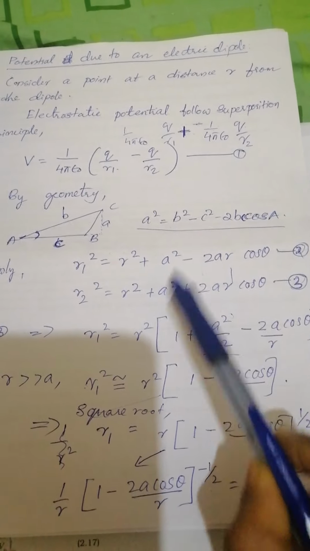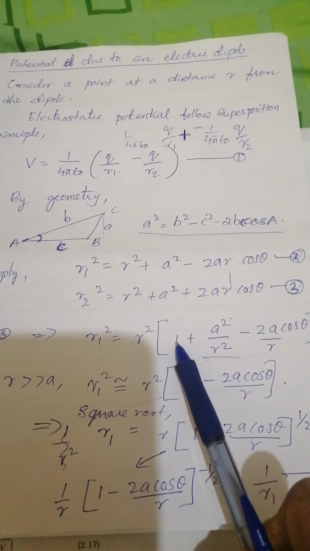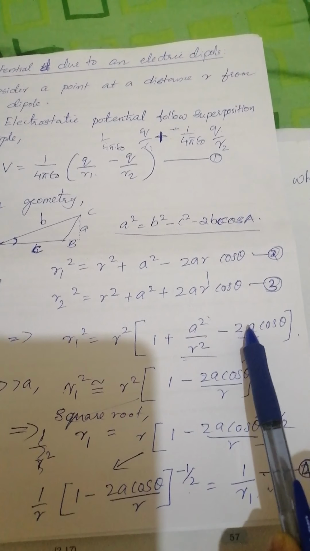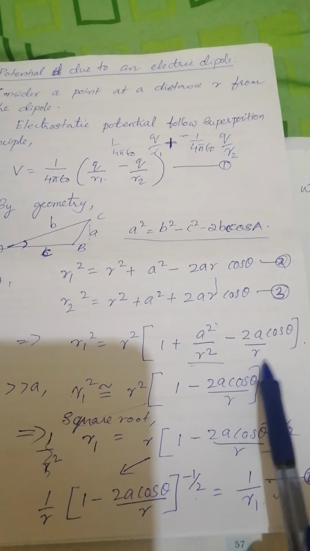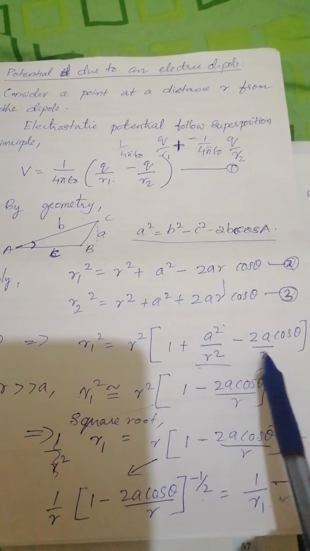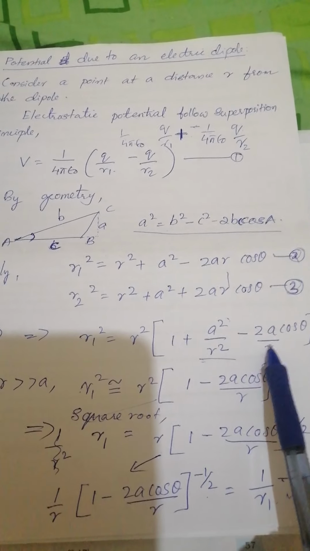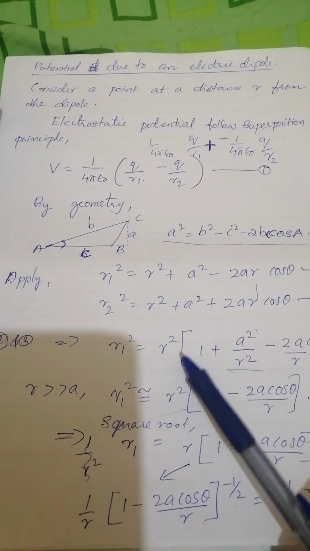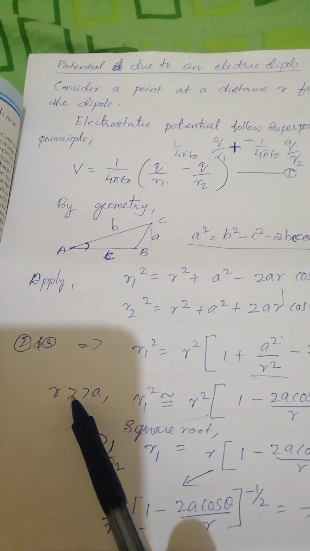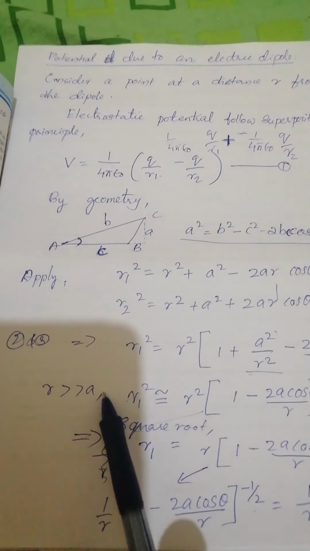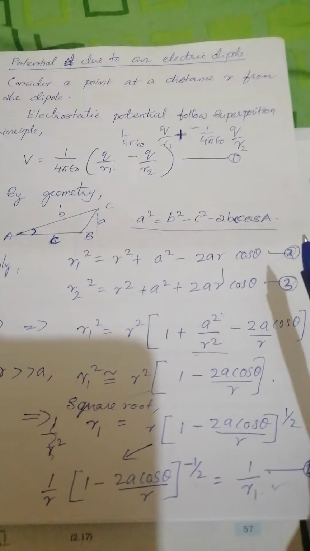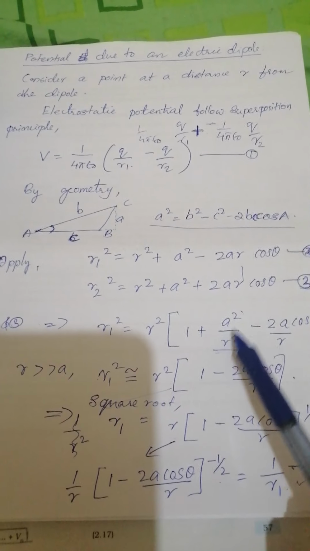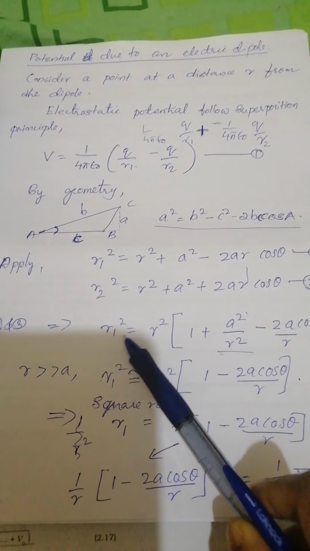So the equation will change like this. R square into first term will become 1, second plus A square divided by R square, minus 2AR divided by R square cos theta. So here R and R square get cancelled and only one term will be there, minus 2A by R cos theta. And here, if you apply this condition, that is R is much greater than A, this A will be very small, isn't it? So this term will get cancelled. So we can write this equation like this.